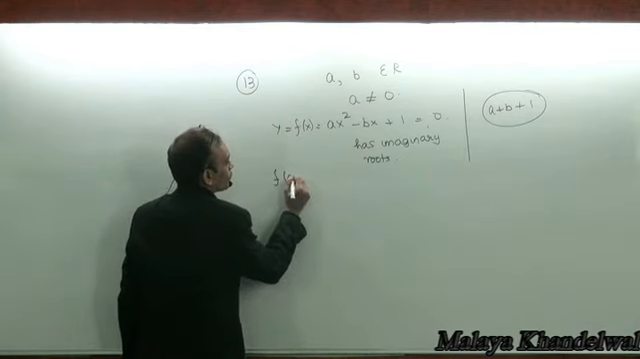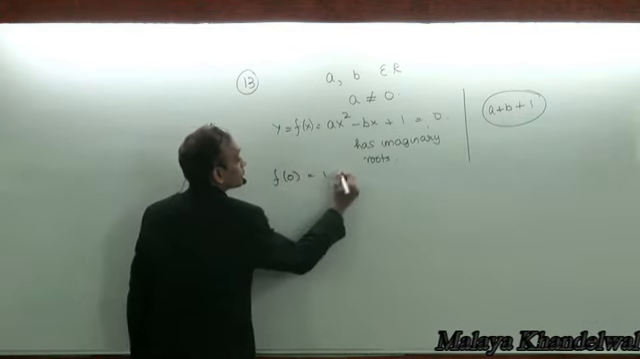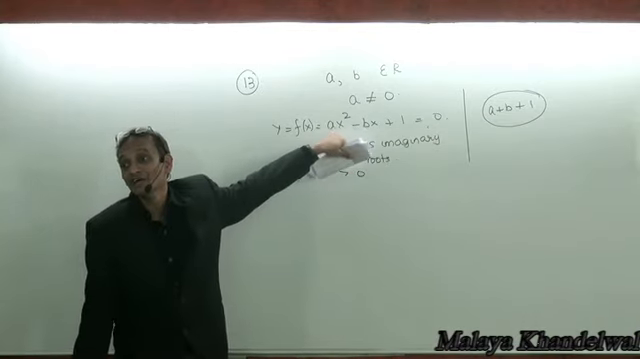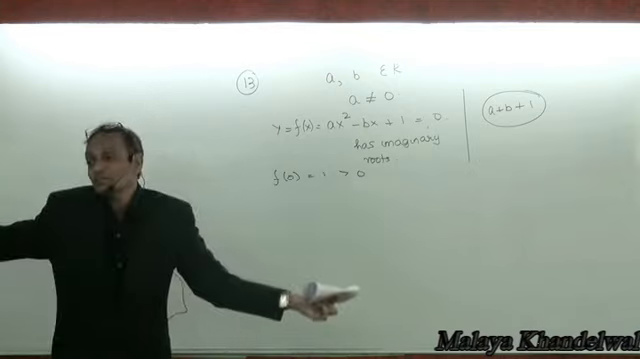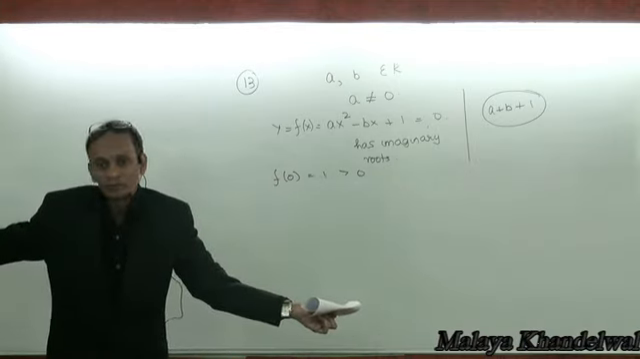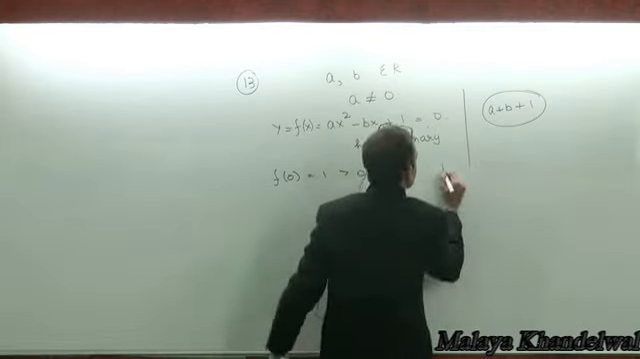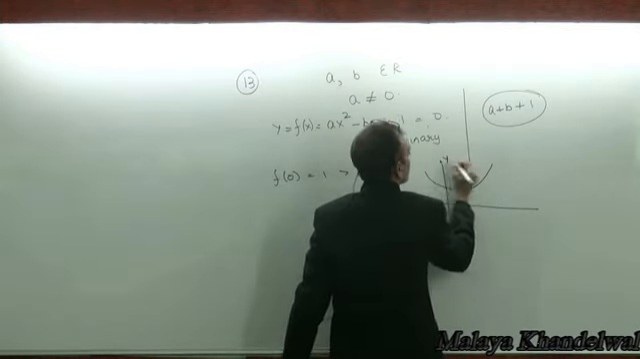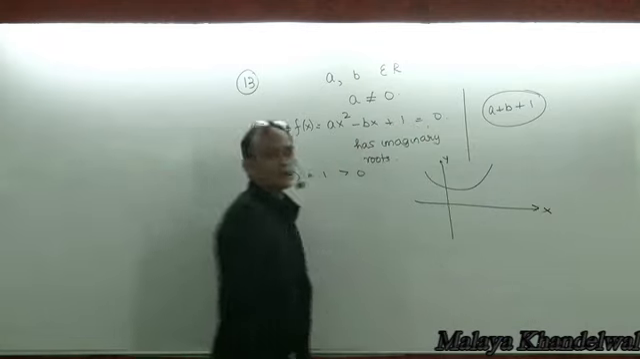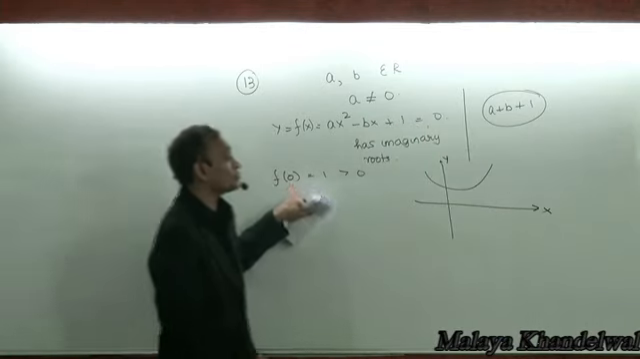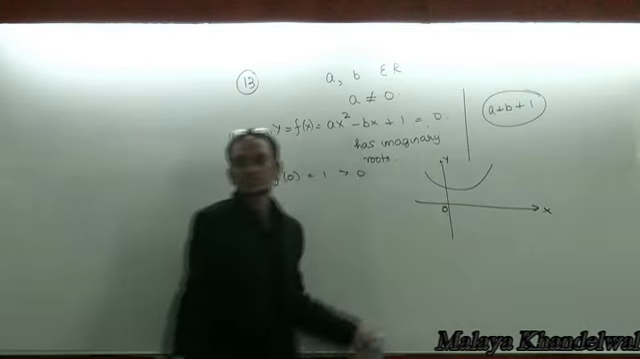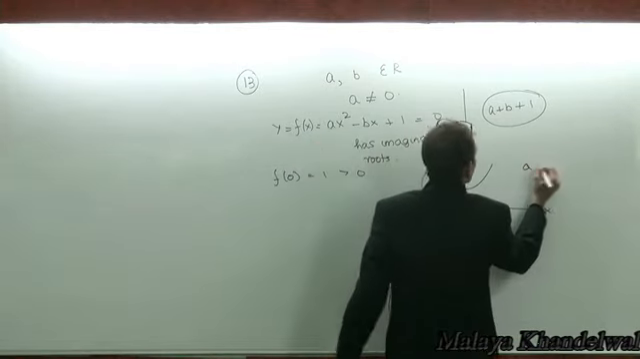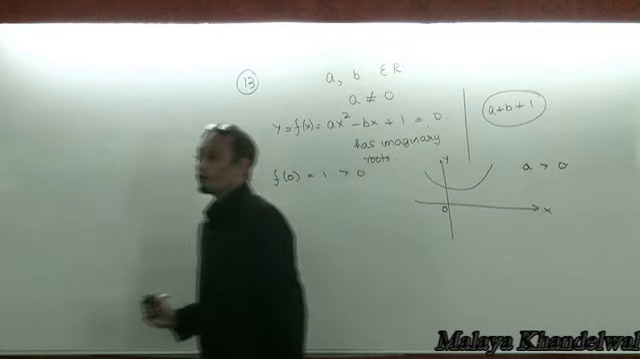What is f of 0? 1, which is positive. That means at x equal to 0, it's found to be positive. That means for all x it must be positive. Right? That means the graph of this must be like this: no real roots and positive for all real x, because if it's found positive for one x, it will be positive for all x. So one thing for sure, a is positive in this graph, right?